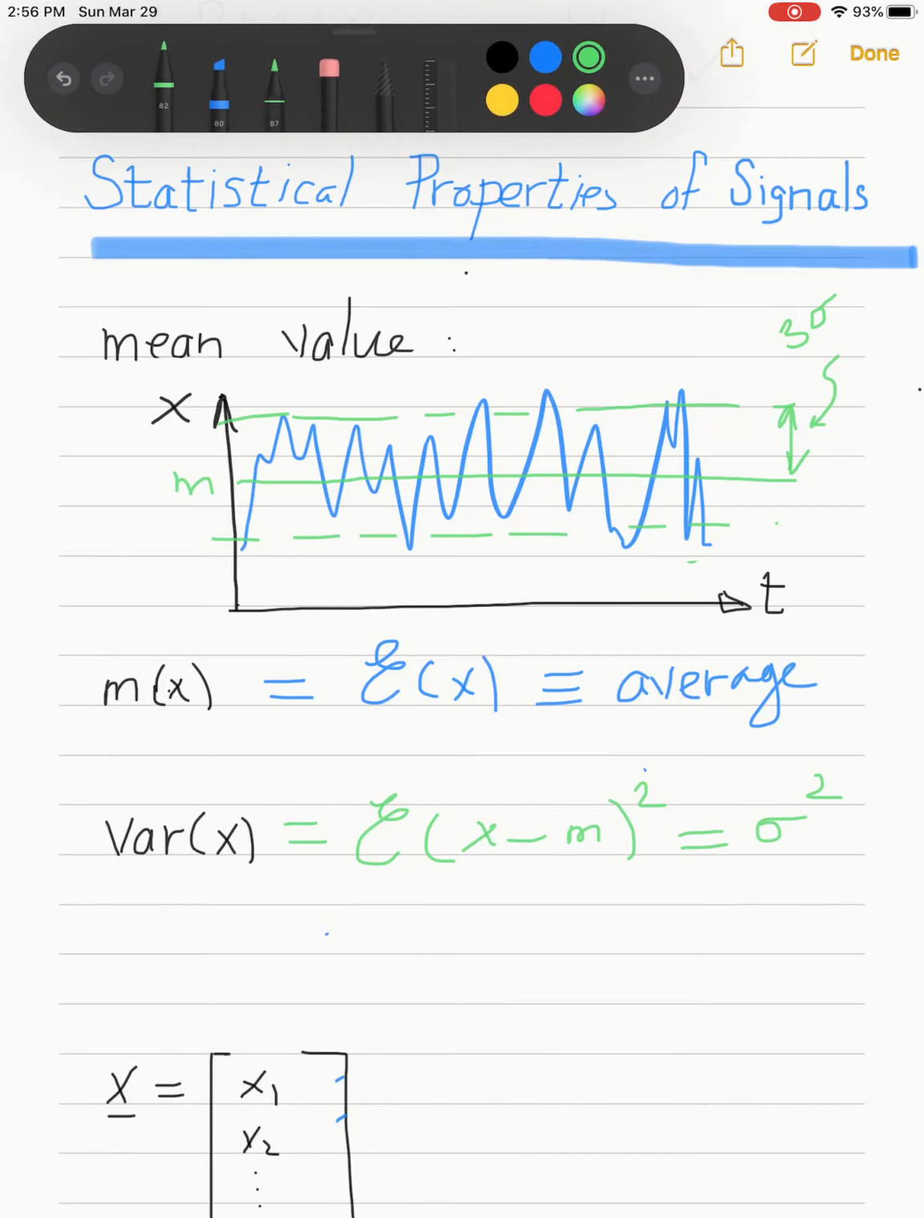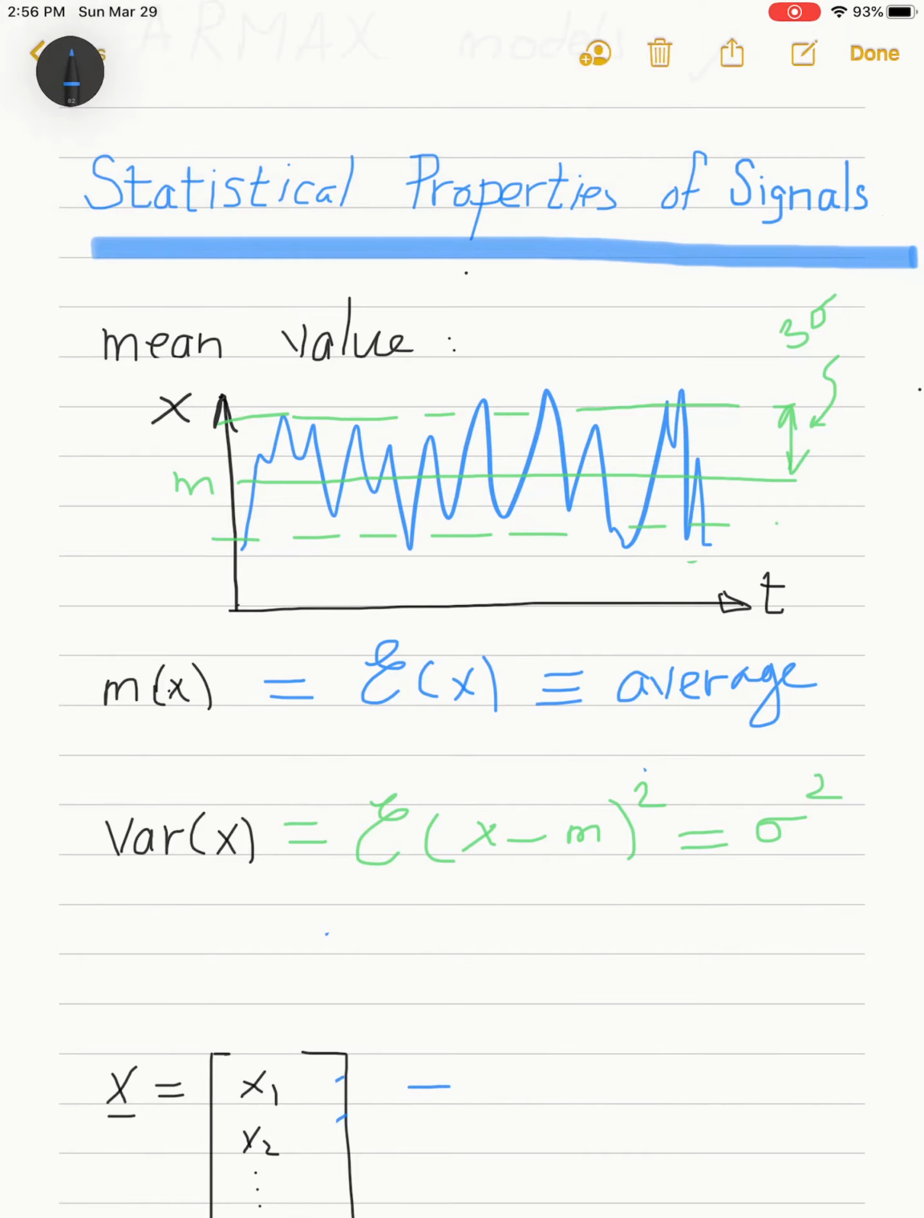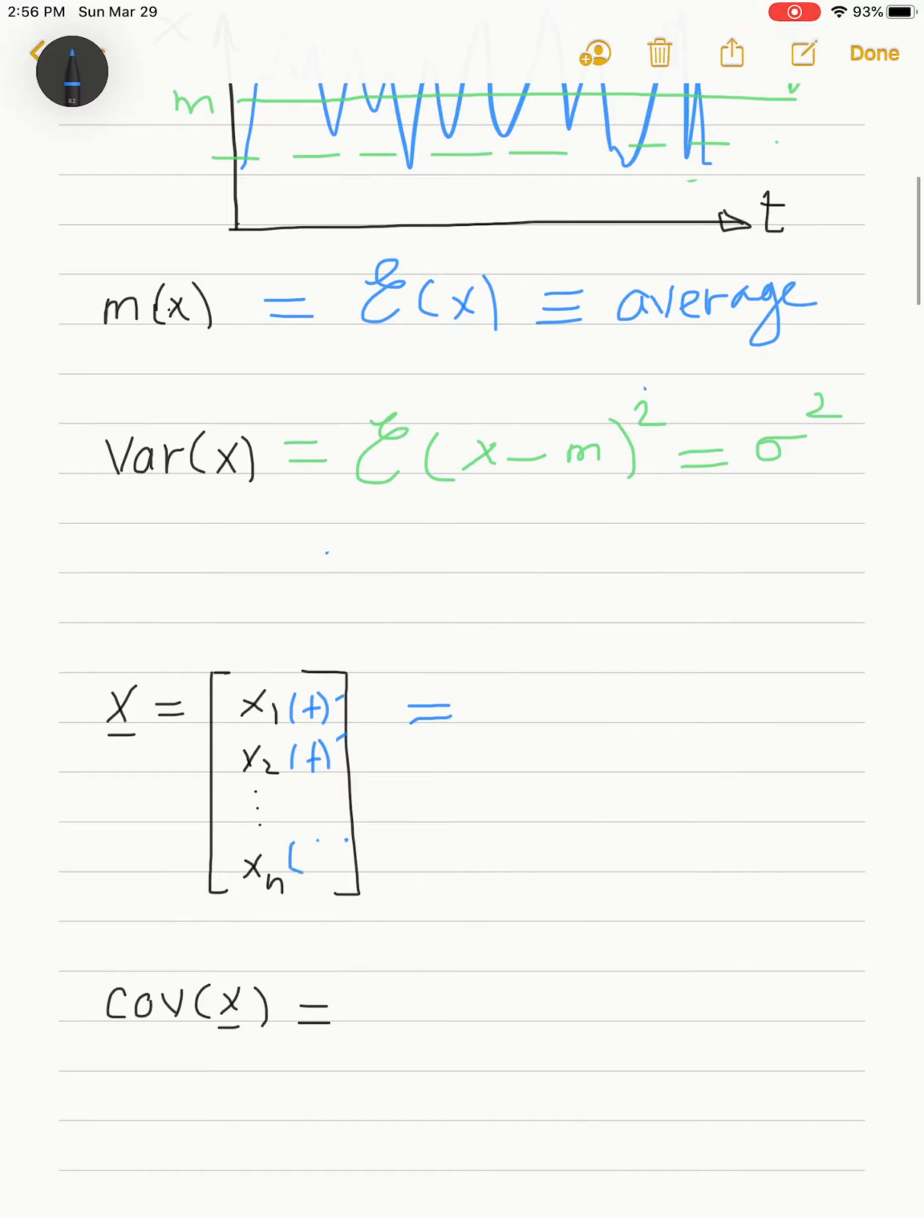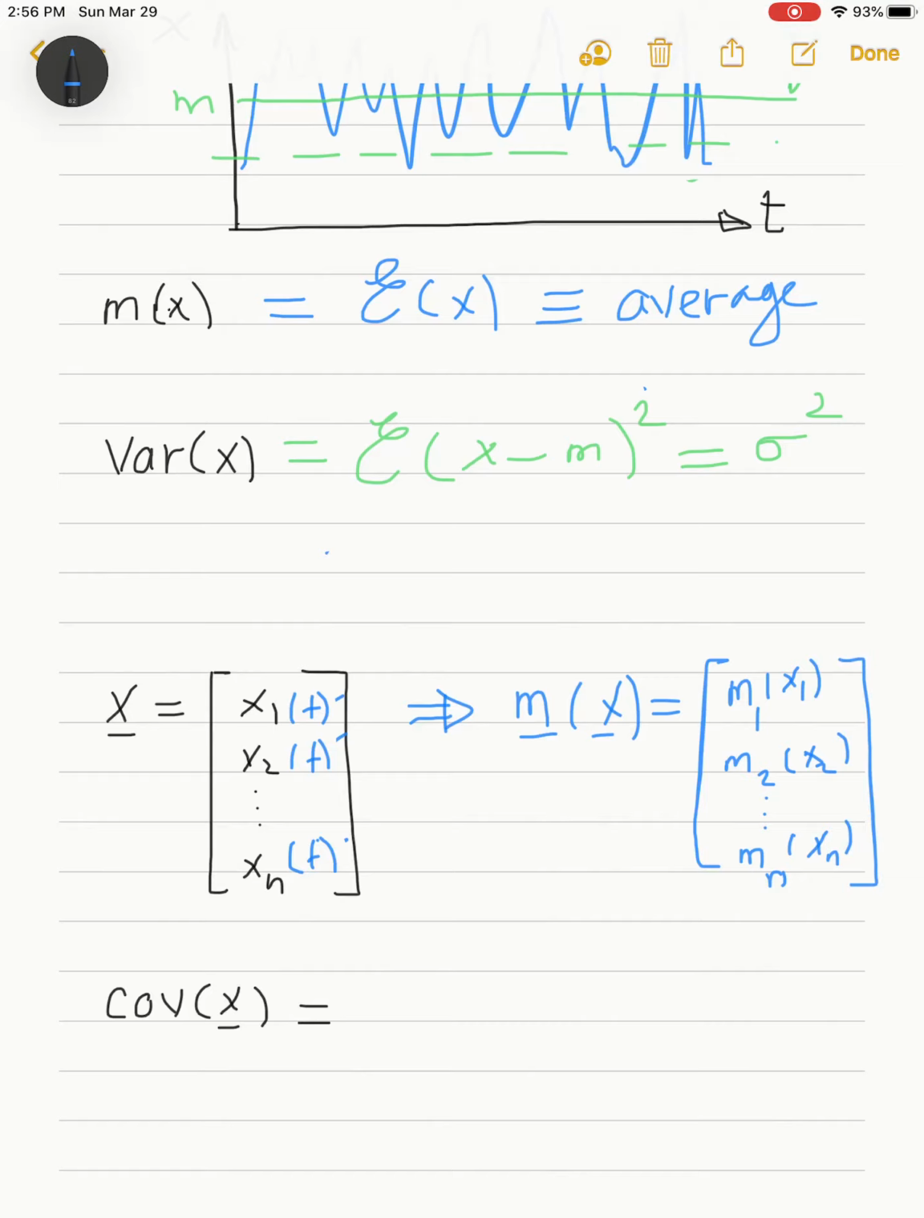If we take a vector of signals x, and each of these signals is a function of time, we can find the mean of that signal, and in that case it would be the mean for every signal. So this would be the mean of x1, mean of x2, and so on up till the mean of the signal xn. So this is the mean of the vector of signals.